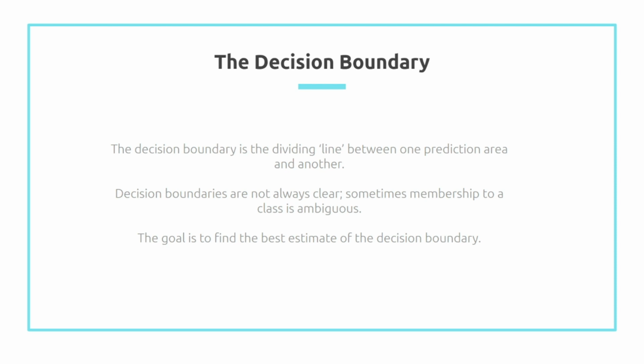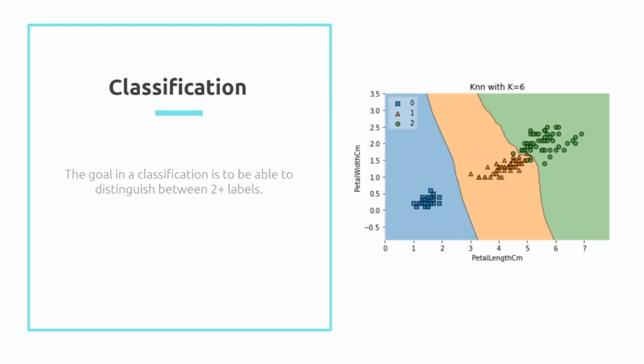We can think about the decision boundary as the dividing line between one prediction area and another, the separation between classes. This isn't always clear. If we have high-dimensional data with a lot of interdependencies and relationships, it's going to be a lot harder to see compared to a simple binary classification problem with just one variable. When we build a classifier, the goal is to find the best estimate of the decision boundary. We can see an example of this with our iris dataset. We have three classes, coloured here blue, orange and green. The coloured regions represent the prediction area, and the line between them is the decision boundary between class 0, class 1 and class 2. At a glance, this model seems to be quite good, but we'll go into that in more detail later.